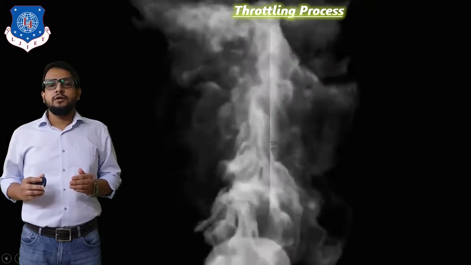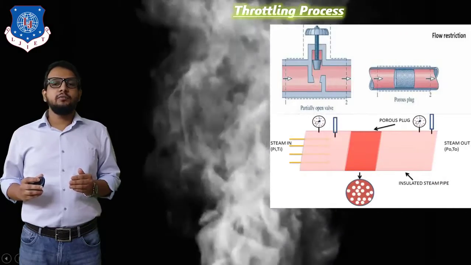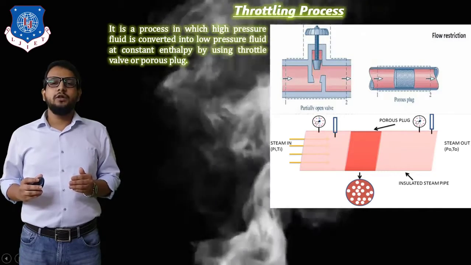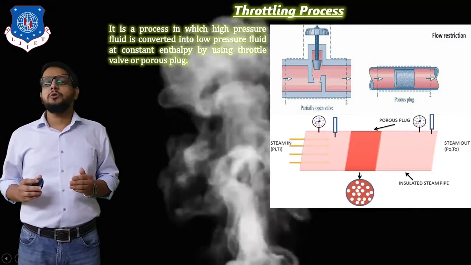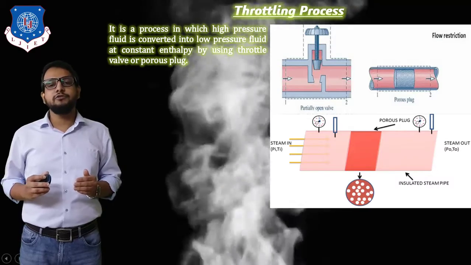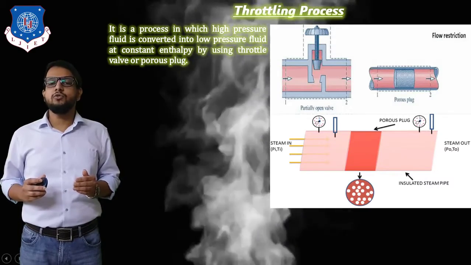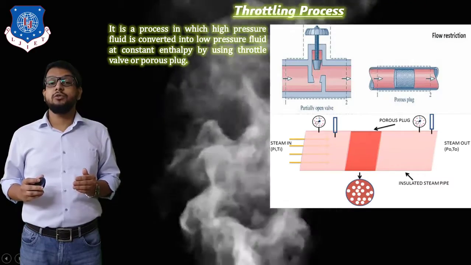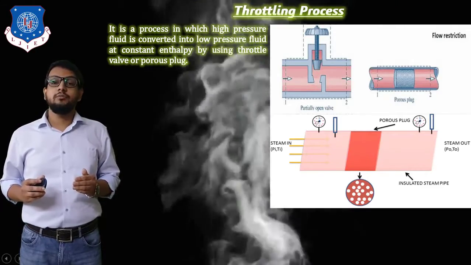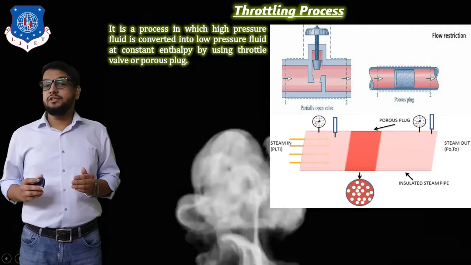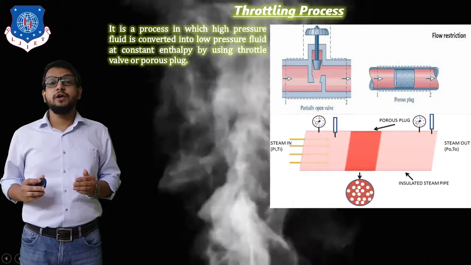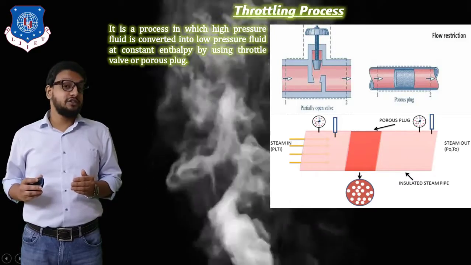Now, as you can see on your screen, the diagram of a throttle valve is shown. So what is a throttling process? We would say it is a process in which a high pressure fluid is converted into a low pressure fluid at constant enthalpy by using a throttle valve or a porous plug. Which means in this process enthalpy will remain constant, as well as we are going to achieve pressure reduction.